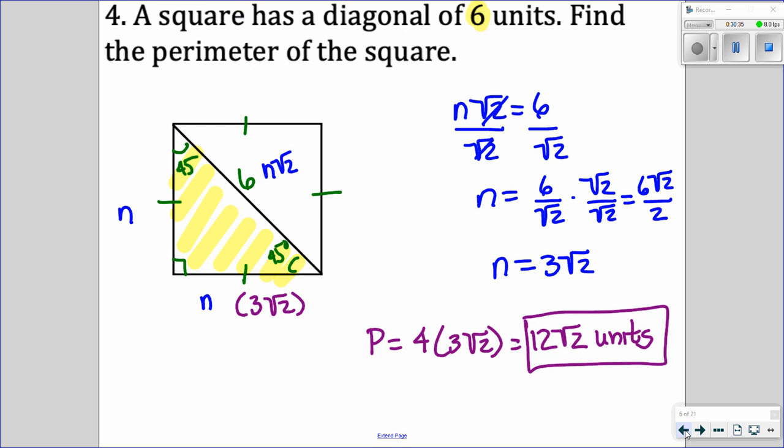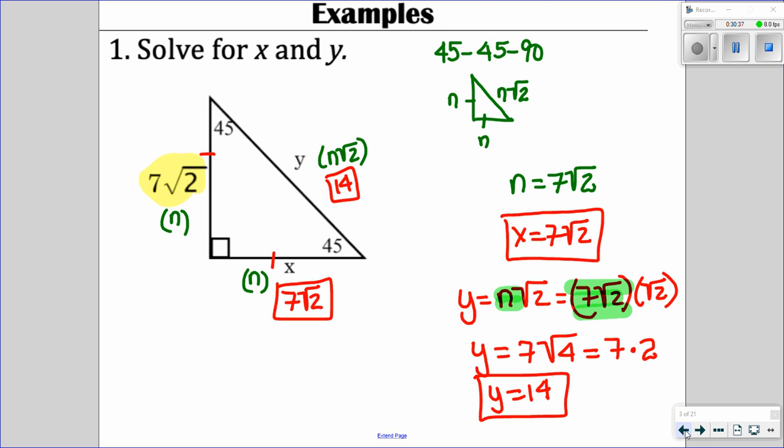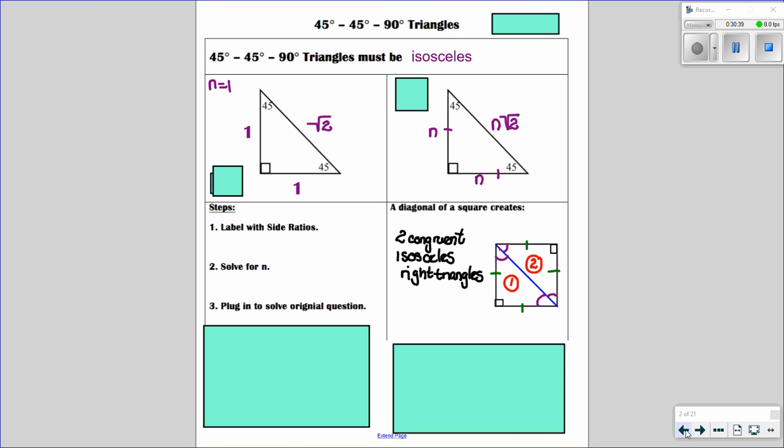So we learned about the two special triangles. We learned about the 45, 45, 90-degree triangle. Basically, it's an isosceles triangle. The two legs are congruent because the base angles are also congruent, and then the hypotenuse opposite the 90-degree angle will give you the root 2. So the ratios for the 45, 45, 90 are n for the legs, and the hypotenuse n root 2.